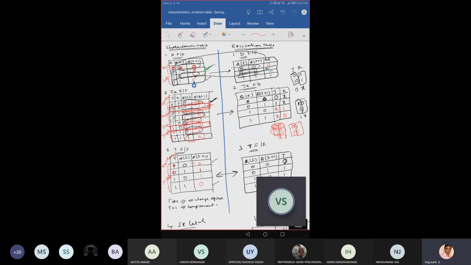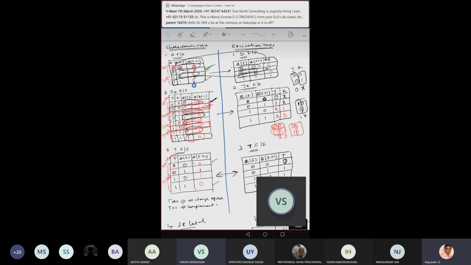Any doubts in the characteristic table and excitation table? Any doubts in this?